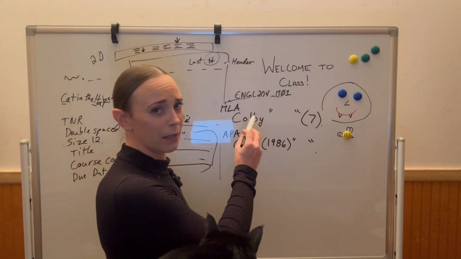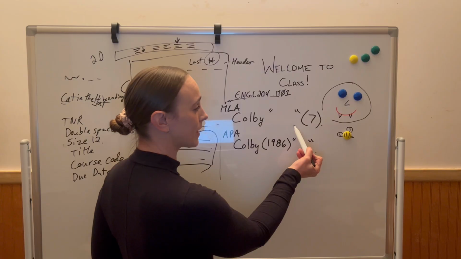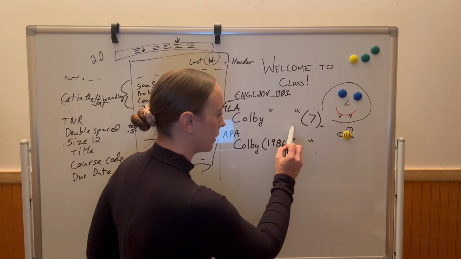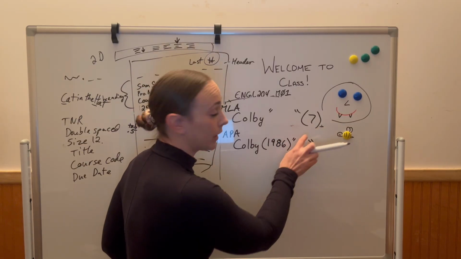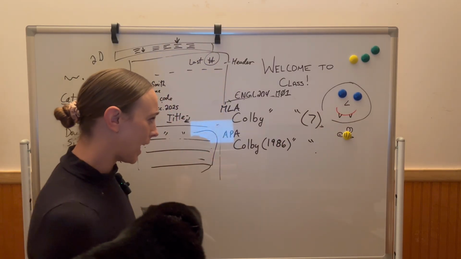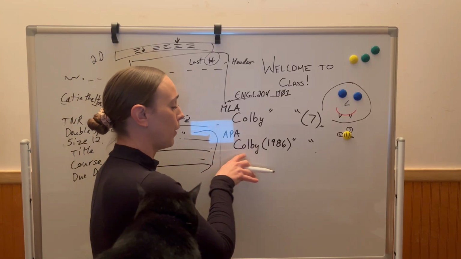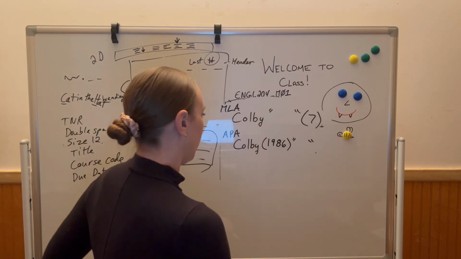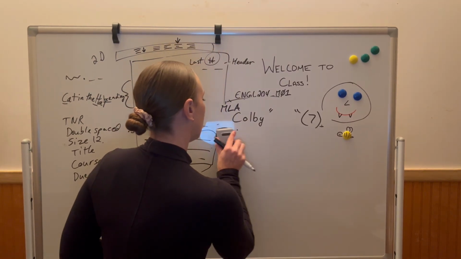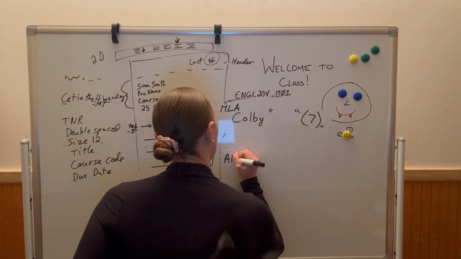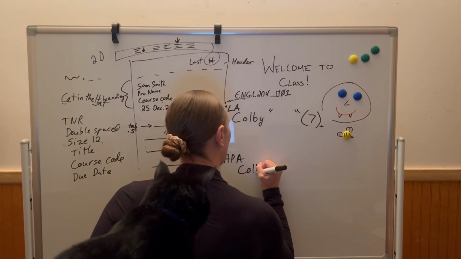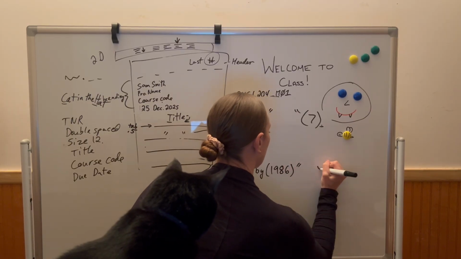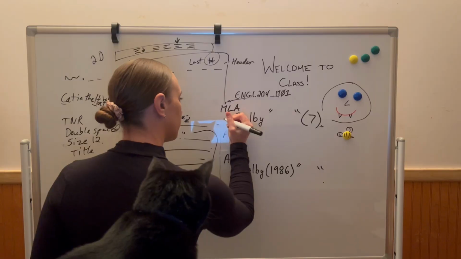Do notice for the MLA citation, the period does not go inside of the quotation. It goes after the page number. Super important. I see a lot of students have that period inside. You just want to make sure it's only on the outside there. So going back to APA, if you have the author's name inside of the sentence, you have the year. Let me actually bounce that down a little bit. Colby, 1986, blah, blah, blah.